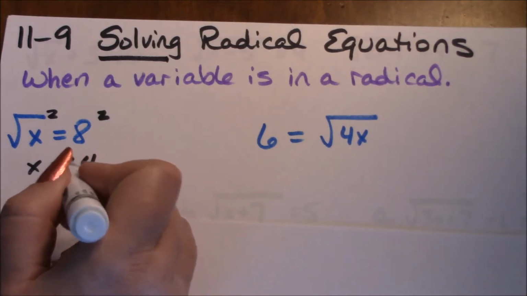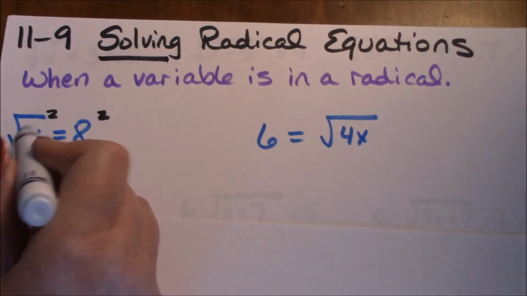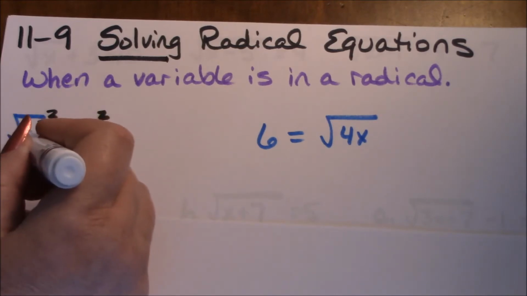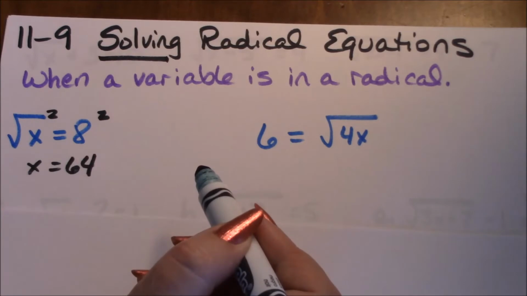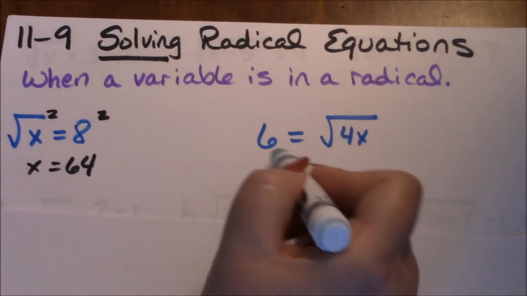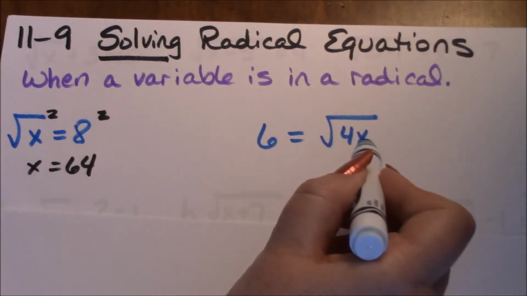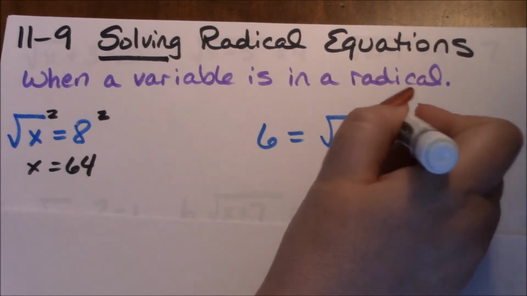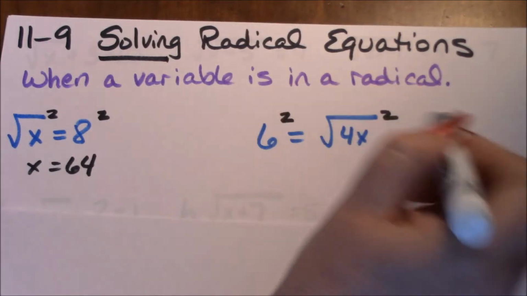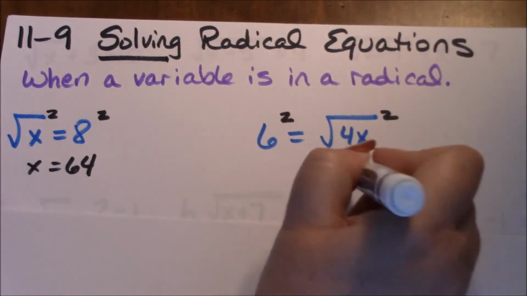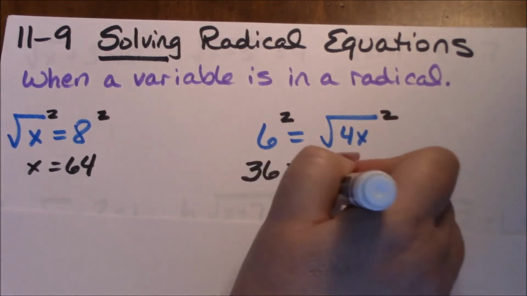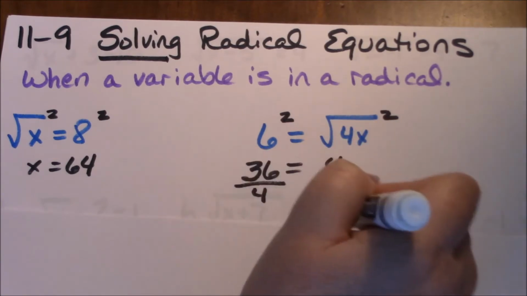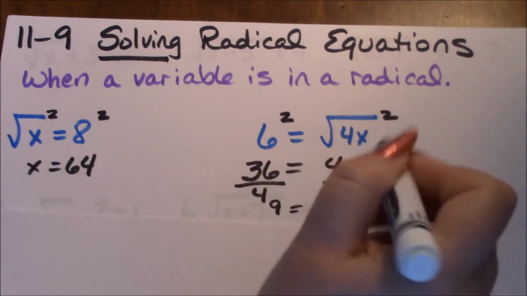Because if it equaled minus 64, then there would be a negative number under the radical sign, and that would give us an imaginary number. So we're just working with positives here. 6 equals square root of 4x. So we have to start by squaring each side so that we can get 4x alone, and then we divide both sides by 4 so that x equals 9.